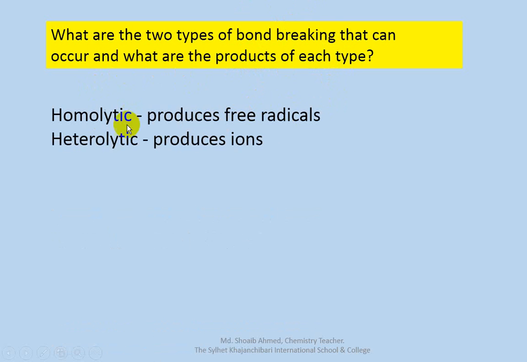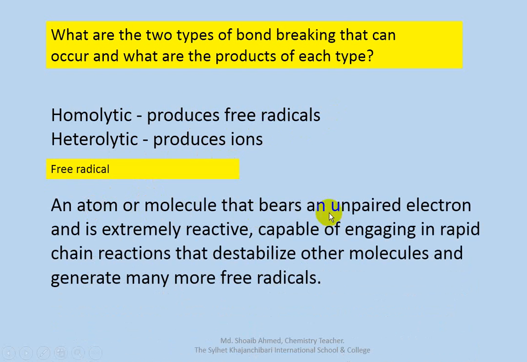Okay, this is homolytic and heterolytic. Homolytic produces free radicals, heterolytic produces ions. And what is a free radical? An atom or molecule that bears an unpaired electron and is extremely reactive and capable of engaging in rapid chain reactions that destabilize other molecules and generate many more free radicals.